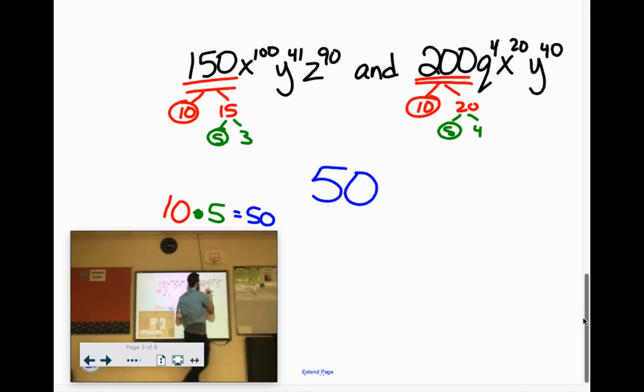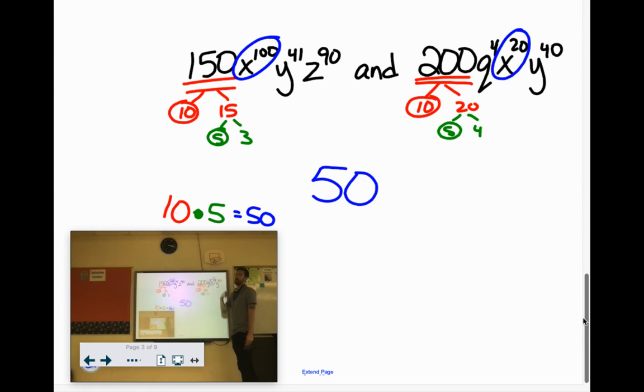Q. I see a Q over here, which comes first in the alphabet around all these letters. Do they both have Q's? No. So we can't take out a Q. Do they both have X's? They do. This one has 100 of them. This one has 20. We have to go with the lowest amount. So they both have at least x to the 20th power.